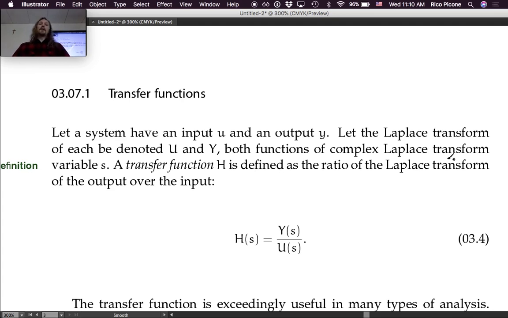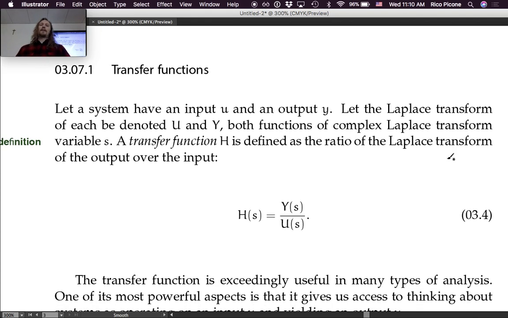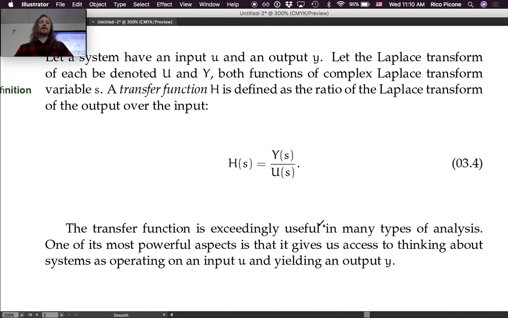So a transfer function, so here's the new thing. A transfer function h is defined as the ratio of the Laplace transform of the output over the input. So simply this. Okay? Pretty easy. That's all it is. So if you take the ratio of the Laplace transforms of those two, you have the transfer function.